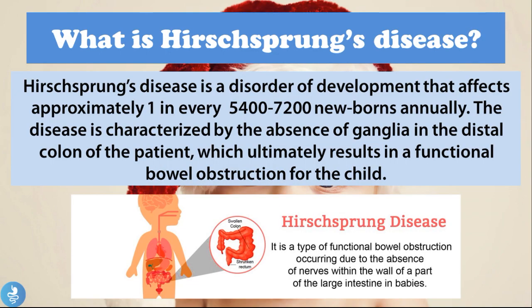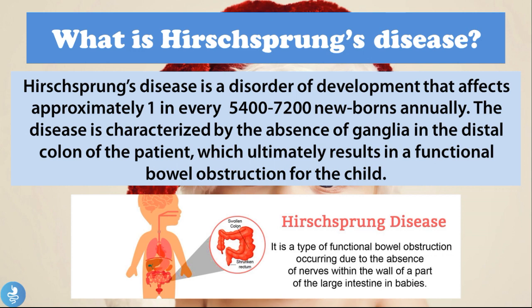So to begin, let's start with a definition. What is Hirschsprung's disease? Hirschsprung's disease is a disorder of development that affects approximately 1 in every 5,400 to 7,200 newborns annually. The disease is characterized by the absence of ganglia in the distal colon of the patient, which ultimately results in a functional bowel obstruction for the child.